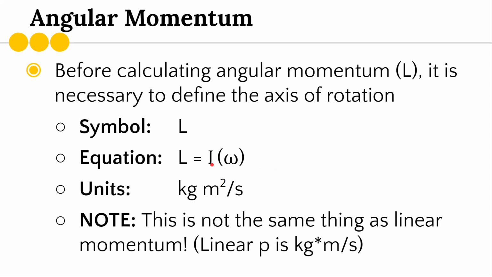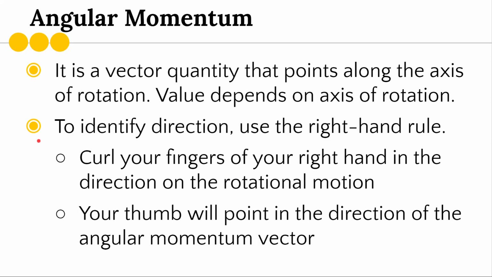And in our previous equations, we used I, that moment of inertia, as the rotational equivalent of mass, because it's your mass distribution, and angular velocity is the rotational equivalent to translational velocity. So the equation does look like the one that we used previously.